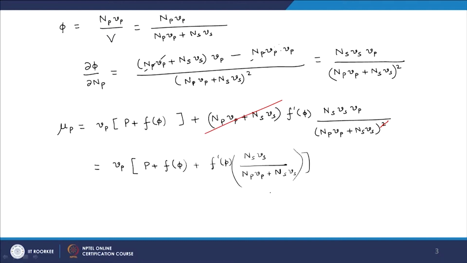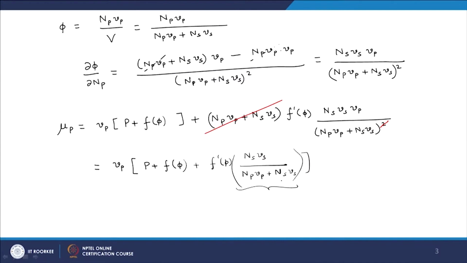If I now look at this particular term, it is simply the volume of solvent divided by the total volume. So, it is simply the solvent volume fraction, which is 1 minus the solute volume fraction, and so we can write mu p as Vp multiplied by P plus f of phi, plus 1 minus phi f prime of phi.